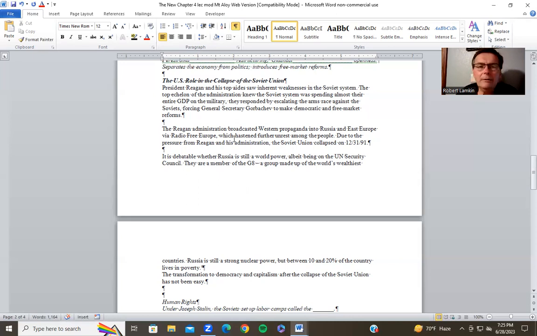The last day of December 1991, the statue of Joseph Stalin was taken down and the Soviet Union dissolved. So dramatic that was.